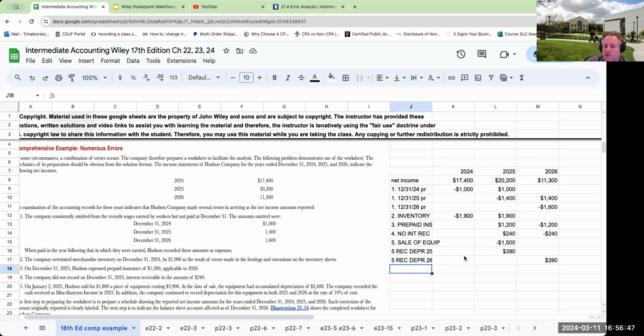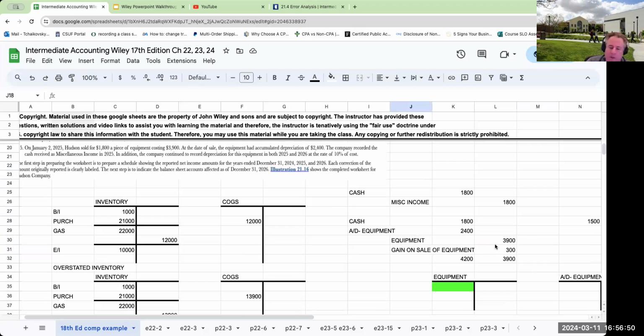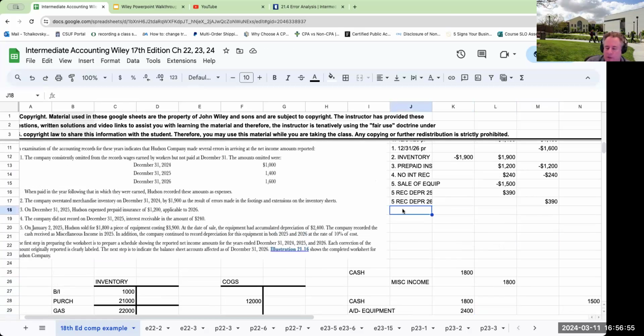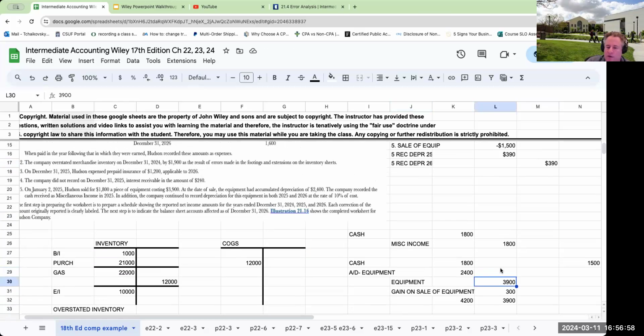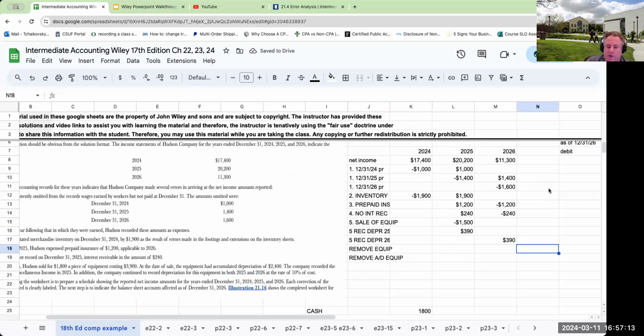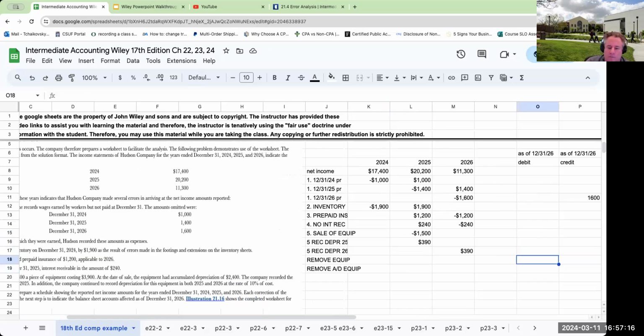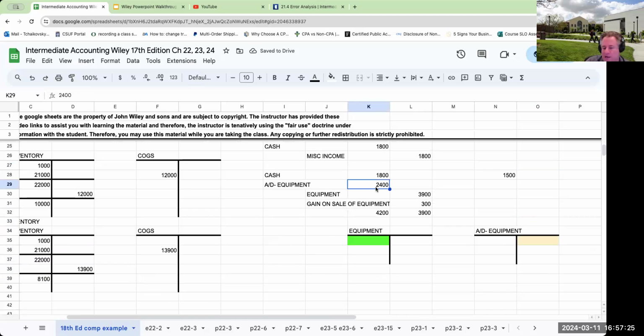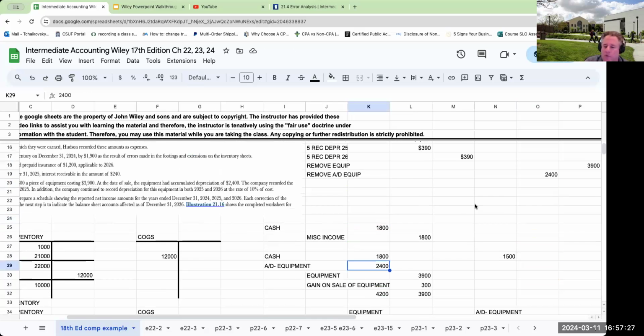Now, there's one other issue here as it relates to the equipment. On my books, I never fixed the equipment coming off of my books. So in 2026, as I'm going through over here as a debit and credit, I would remove this over here by 3,900. I would remove the accumulated depreciation on that equipment that was existing of 2,400.